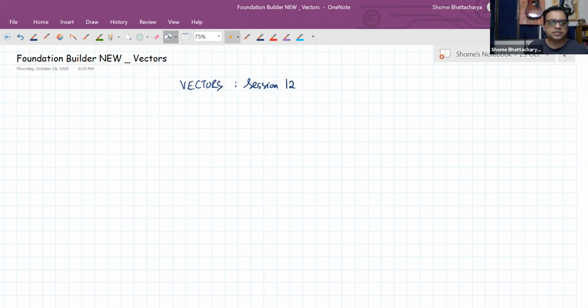So in the last session we were talking about the cross product. We saw the definition and some of the fundamental properties of cross product as a new operation for two vectors. So let's start with a quick recap of that.